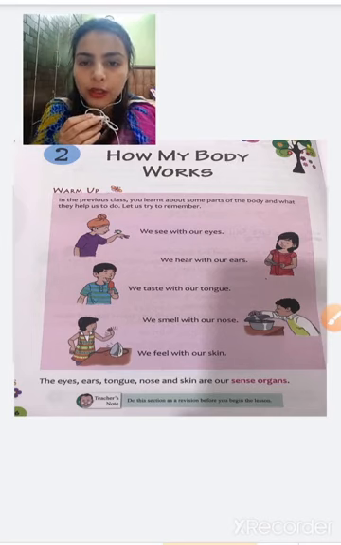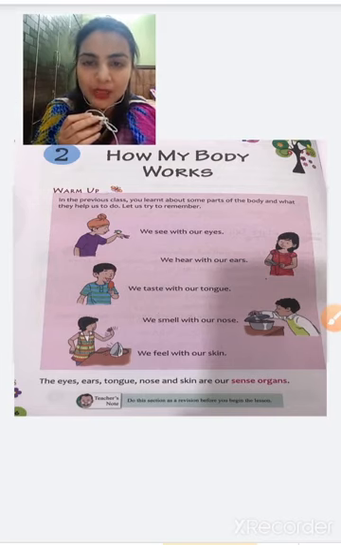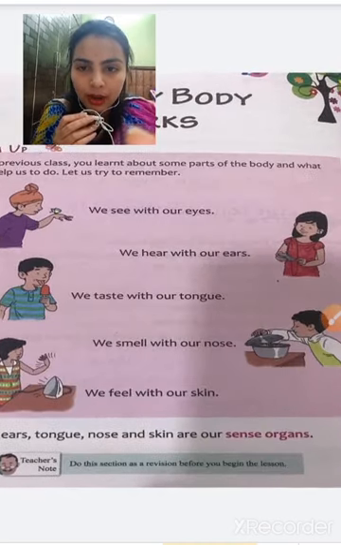On this page, a warm-up exercise is written: in the previous class you learnt about some parts of the body and what they help us to do. Let us try to remember. In your last class, that means in your first class, you had read about some parts of your body through which you can do different kinds of functions. So let's first revise these functions.